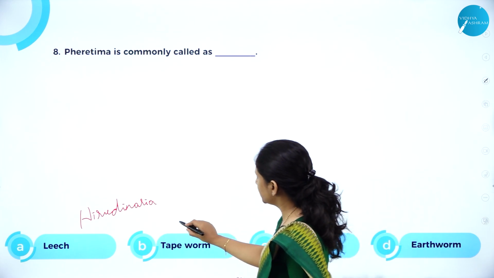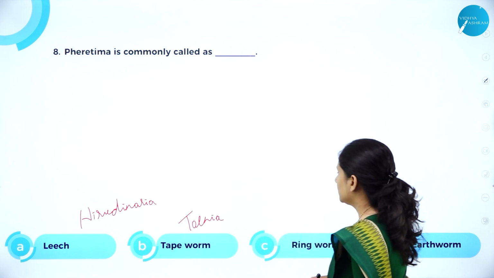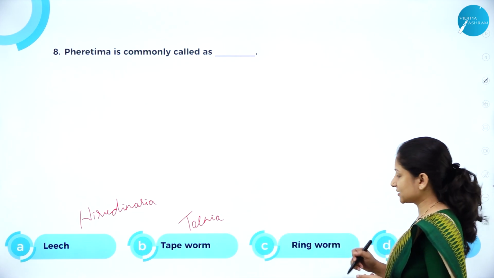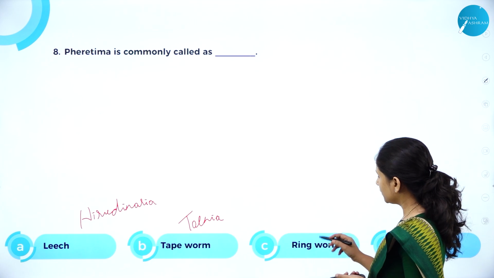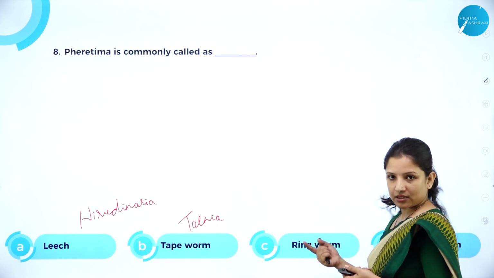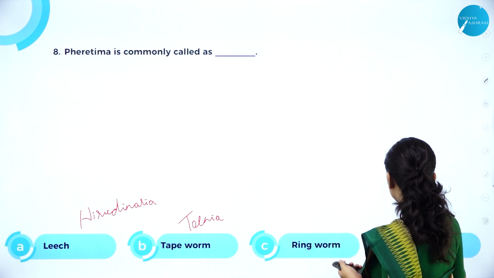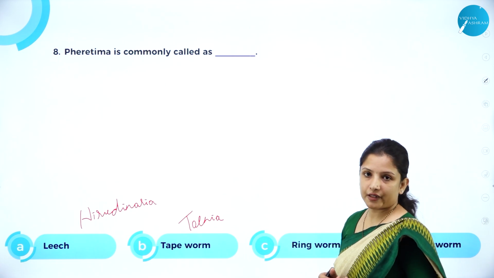Tapeworm? No, tapeworm is Taenia, and it comes under Platyhelminthes, that is flatworms. Ringworm? No, ringworm comes under Aschelminthes, that is roundworms. The right answer here is earthworm. Earthworm is called Pheretima.